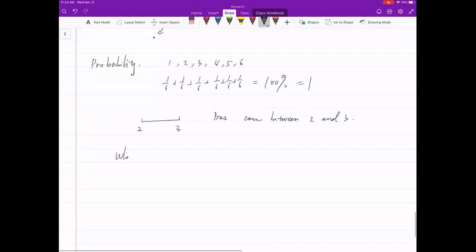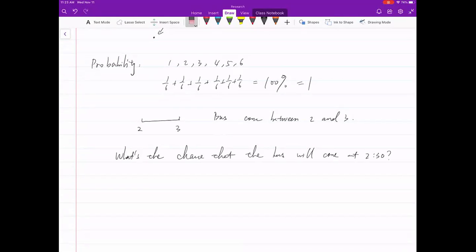What's the chance that the bus will come at 2:30? Let's assume it's equally likely. Any time is equally likely. We call this uniform distribution.